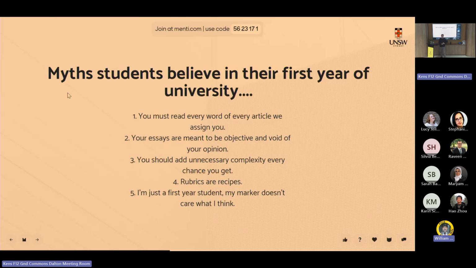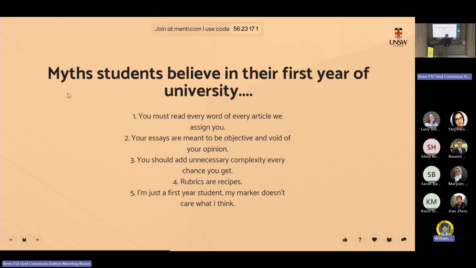Another really common myth is this idea that essays are meant to be objective and students should have no opinion, which is the complete opposite of what we want. And yet we don't often explicitly say that, especially when we write rubrics. Things like, must have a good understanding of or demonstrate sound knowledge. Like, what do those terms even mean?